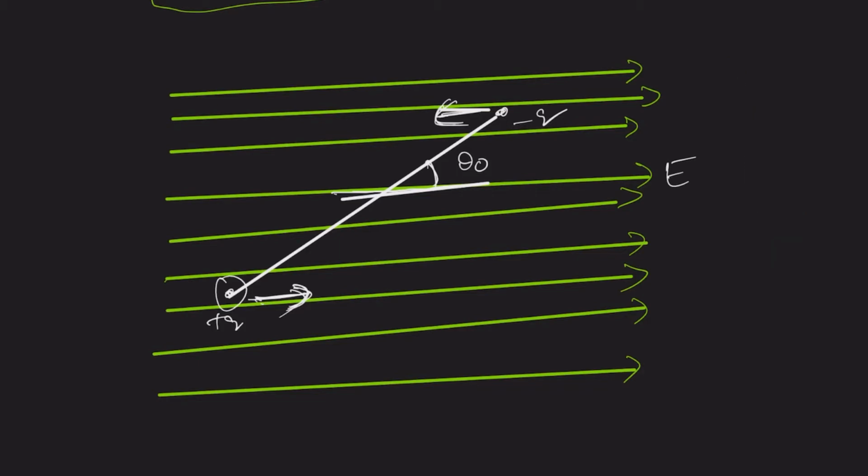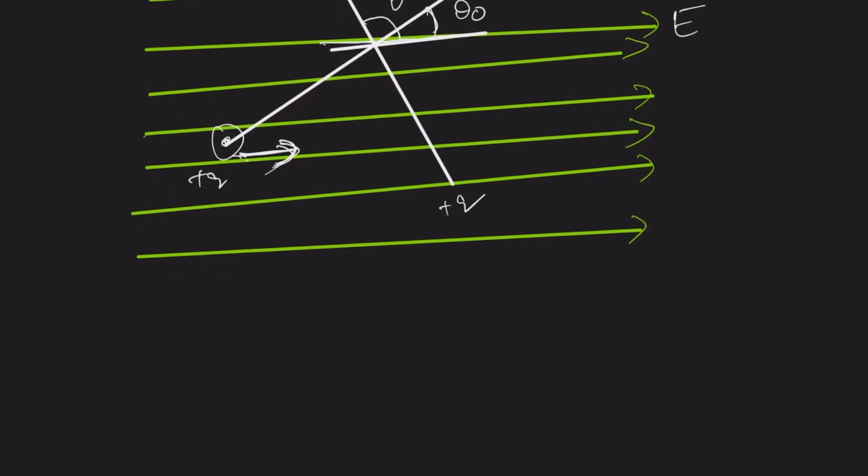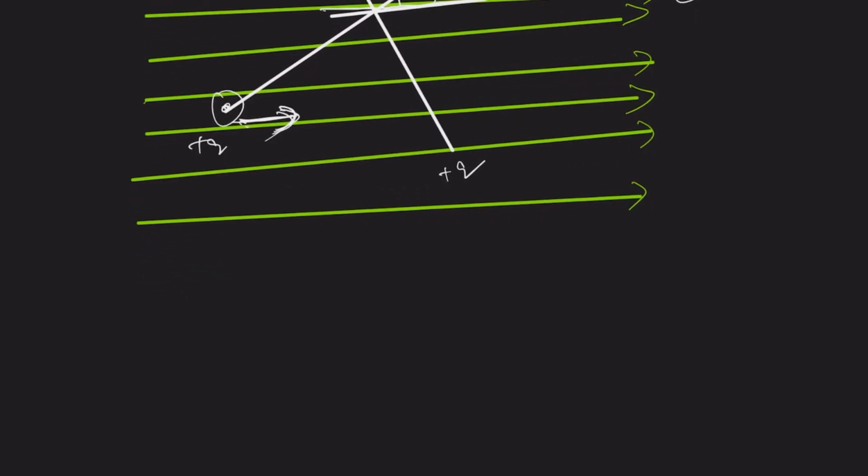See here, suppose the dipole is rotated through some angle. Suppose this is minus q. Now it makes an angle theta to the uniform electric field. So here charges are moving from one place to another place in uniform electric field. So here the dipole gets rotated. We know that rotation is caused by the torque.